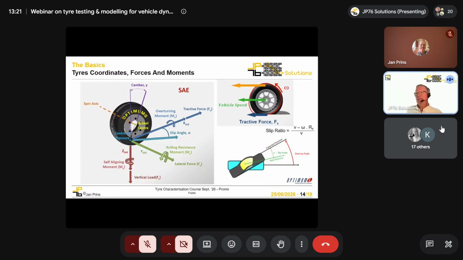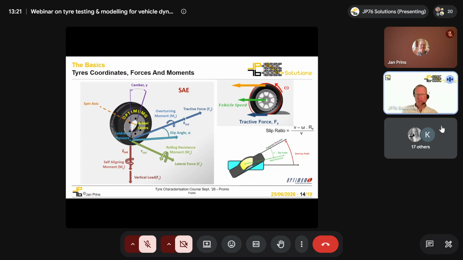This is another slide just to give you a flavour. I'm not going to dwell on it, but it gives you an impression of the different terminologies used when we're talking about tyres and tyre forces and moments. The z-axis is normally in the vertical plane, the y-axis normally in the lateral plane, and the x-axis in the longitudinal forward and aft plane. And then there are different moments. You can see the names on there.